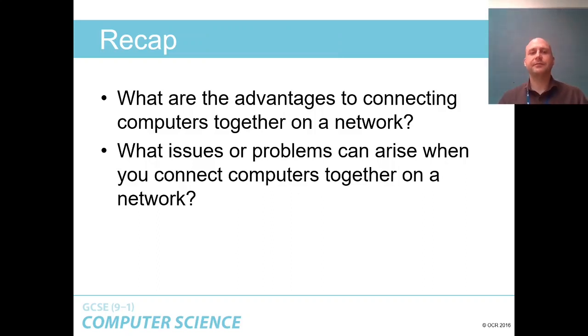So a quick recap. What are the advantages to connecting computers together on a network? Hopefully from the lesson before, you will have remembered that connecting computers on a network is there to share something, whether it be the internet, files between the two computers, or a printer. The biggest network being the internet. You're sharing files, as in web pages, you're sharing data, as in gaming, you're sending things back and forth, but also like in this school, you can print from any computer to the printer.